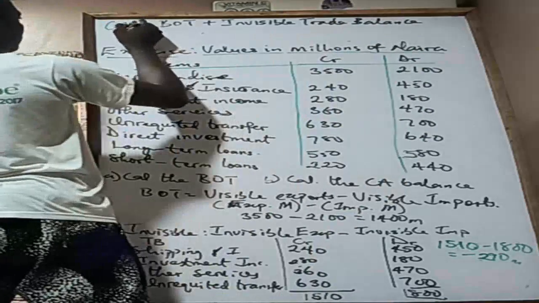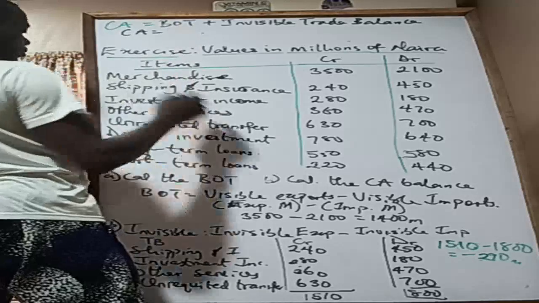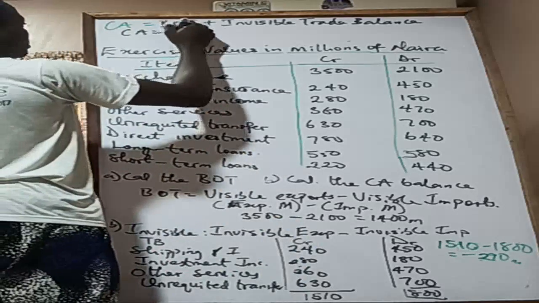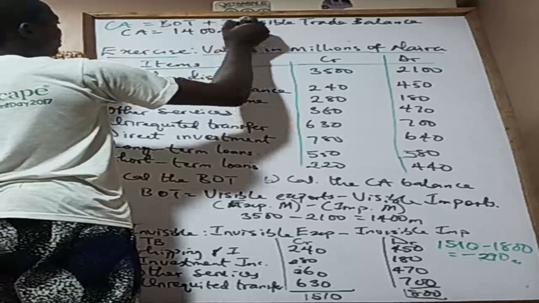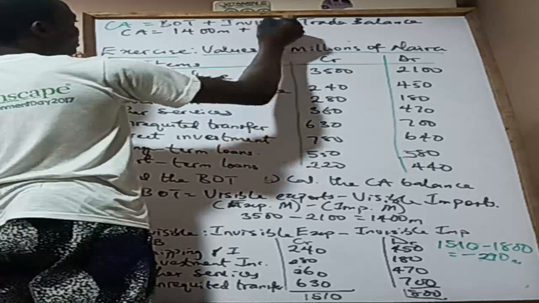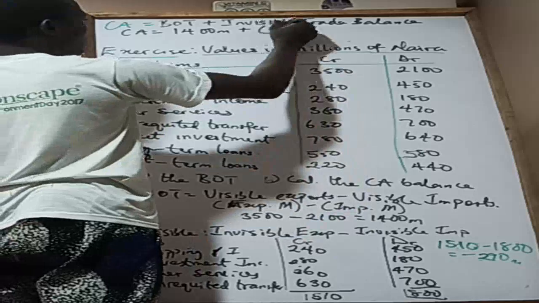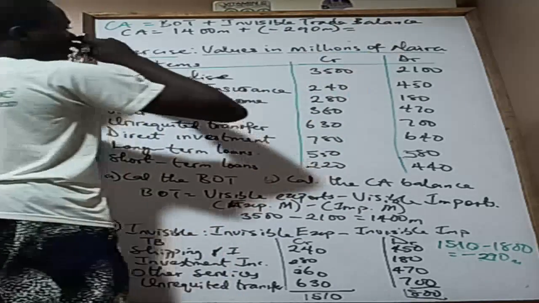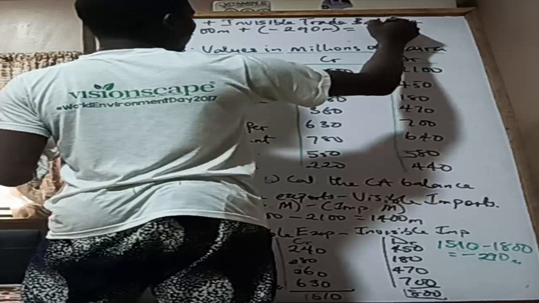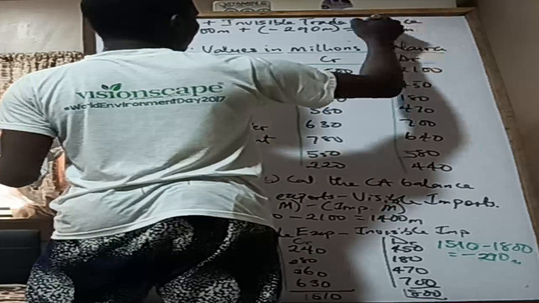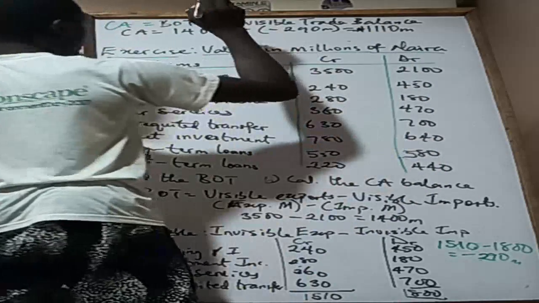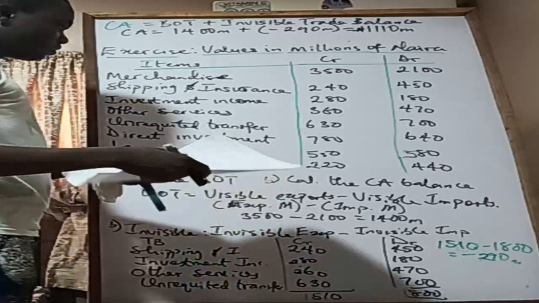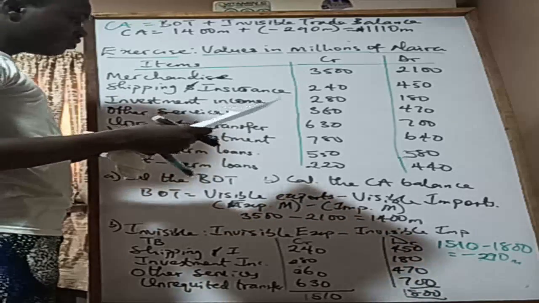So for current account, the BOT gave us 1,400 million, plus this one, which just happens to be a negative number, minus 290 million. This is going to give us 1,110 million naira. Everything is in naira, right? So that's our current account balance. You can say it's not really a difficult thing.